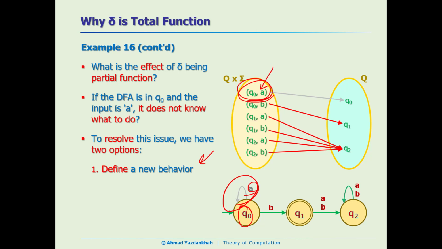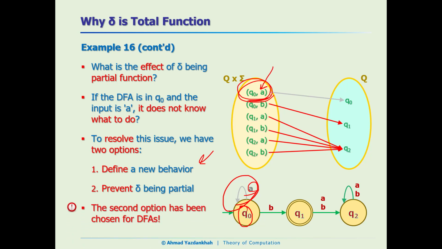For example, if the machine doesn't know where to go, the machine stops. So we need to redefine all of this stuff again. But the second option is we prevent delta from being a partial function. And the second option was picked by the mathematicians. All right. But we have some other classes of machines that will be introduced later. In that case, this strict rule was relaxed a little bit.